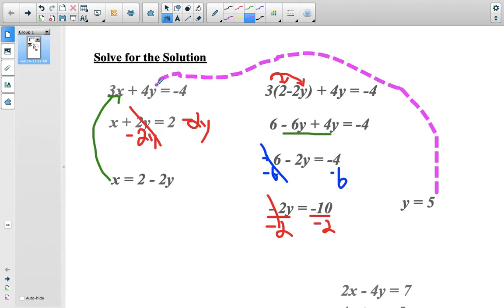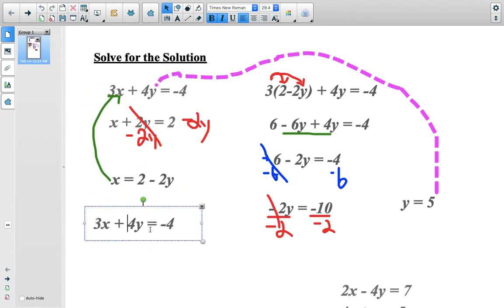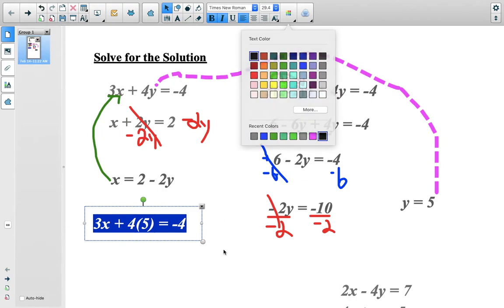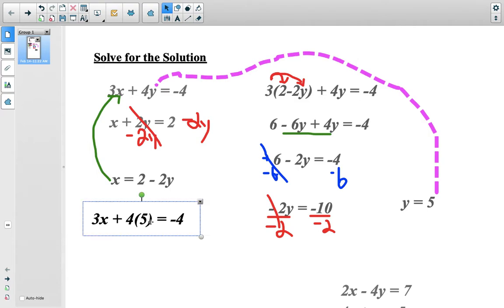It doesn't matter. I'm going to plug it in for y. Okay, so if I were to take this equation and plug in 5 for y, I will end up getting... It doesn't matter which one. I could have plugged it into this one, or I could have plugged it into this one. So I'm just going to change the color of this so it's not so confusing. Let's make it black. So what do I get here?